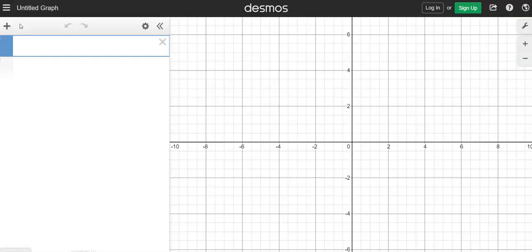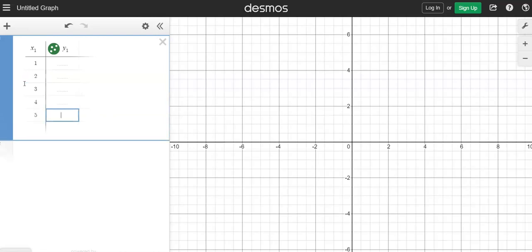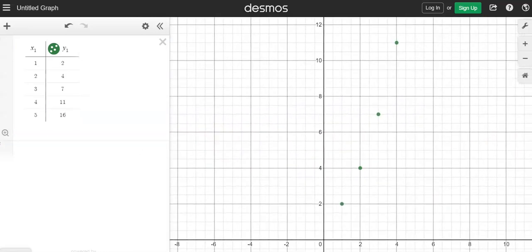Okay, so for this one, the first thing we want to do here is click on this little button and add a table. And we're just going to punch in that same table that we had in our notes here. And the y values. And it plots these points. We can move around, zoom in and out to kind of see them a little bit better.